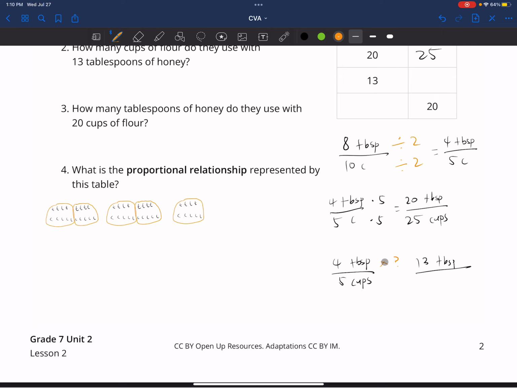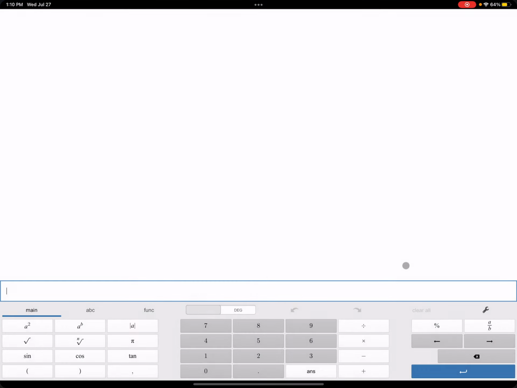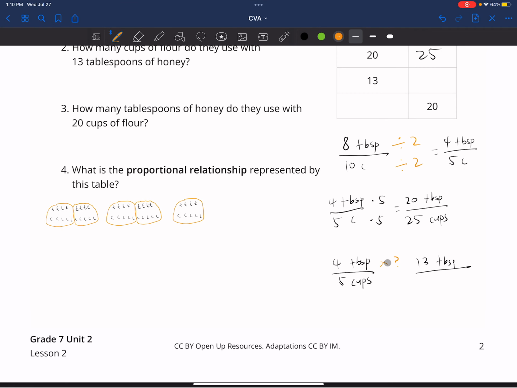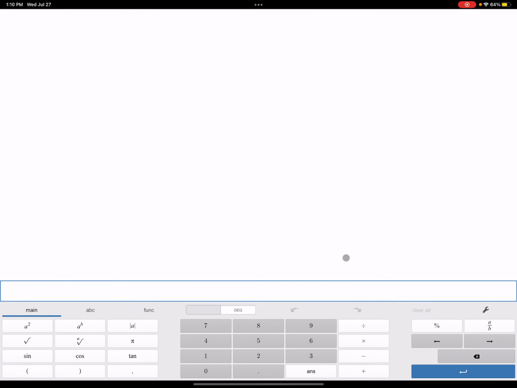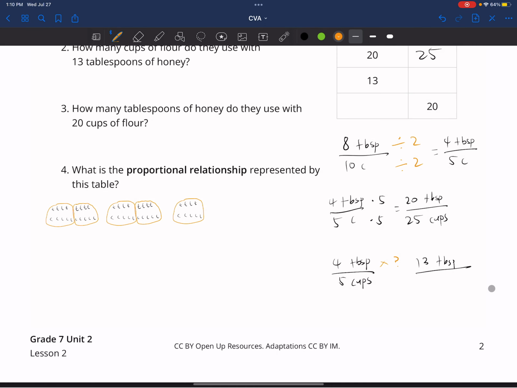And so what we do now is we get a handy dandy calculator. I don't know why I said it like that. But what we're going to do is actually the opposite of multiplication. We're going to actually divide. So 13 divided by 4 is equal to 3.25, right? So this number is actually 3.25. And you're like, Mr. Kim, I don't believe you. Well, I'll show you right now.